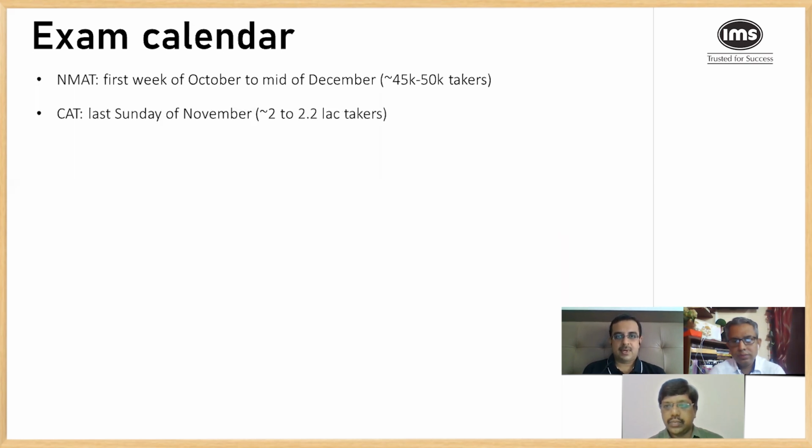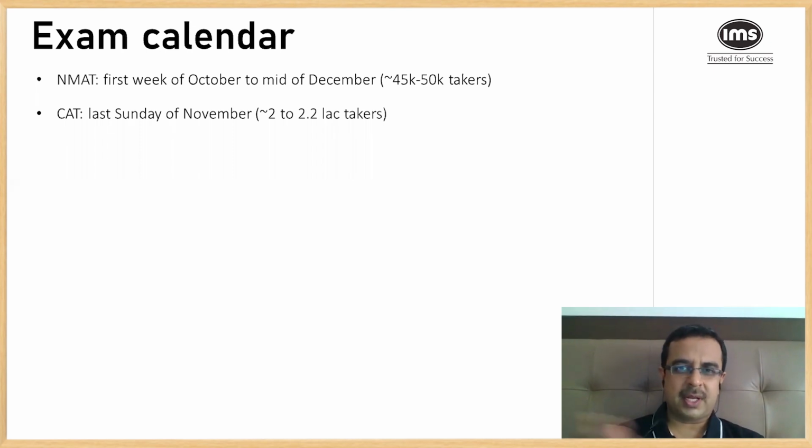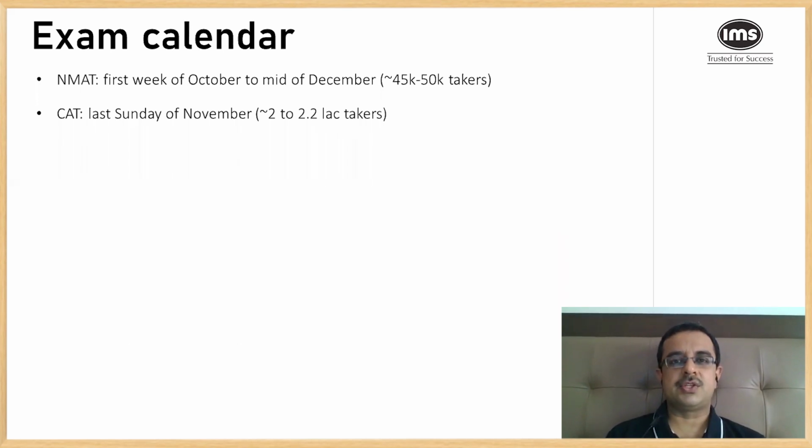Then of course comes the CAT. The CAT has traditionally been on the last Sunday of November, at least for the last few years. As I told you earlier, the CAT remains the most popular test, even in terms of number of takers. It typically ranges from 1.8 lakhs to 2.2 lakhs takers. Nowadays, there are two slots in which the CAT happens, a forenoon slot and an afternoon slot, but typically it's the last Sunday of November.